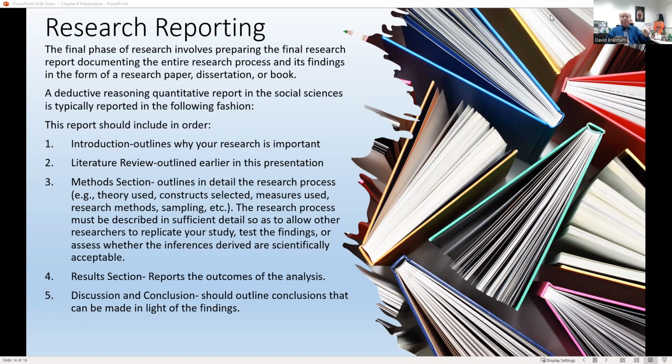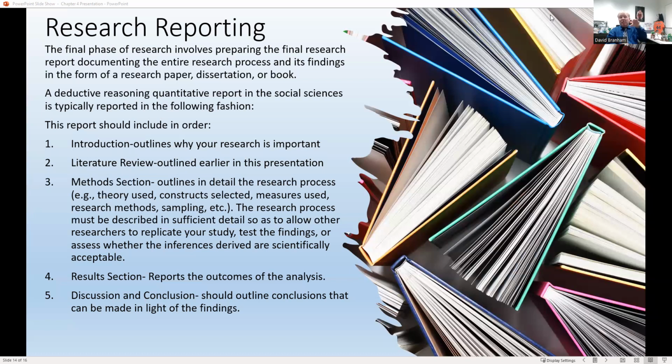One, you'll have an introduction, which outlines why your research is important. This is a really important section. It's a small section, but it's a really important section because it's the first thing people read, and it's what people decide on: is this really an important question or not? If you have a really important question that you're not able to express the importance of, then most people will set your research aside, and then there's going to be a lot of work thrown away. So this is an important section.